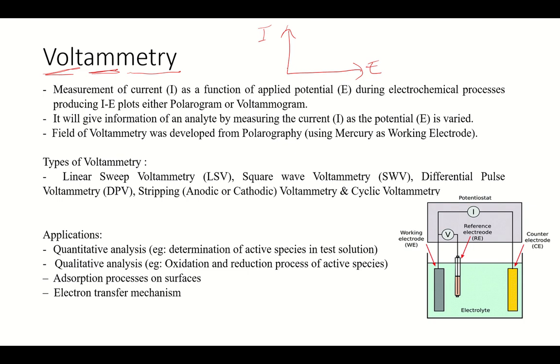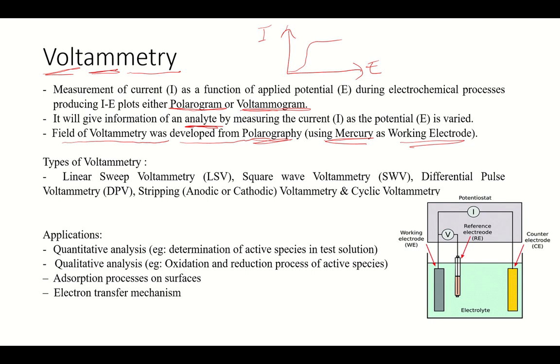This plot we call a polarogram if under polarography, or a voltammogram. It will give information on an analyte, your unknown ion or species, by measuring the current as the potential is varied. The field of voltammetry was initially developed from polarography. This is the classical method, and polarography uses mercury as the working electrode.